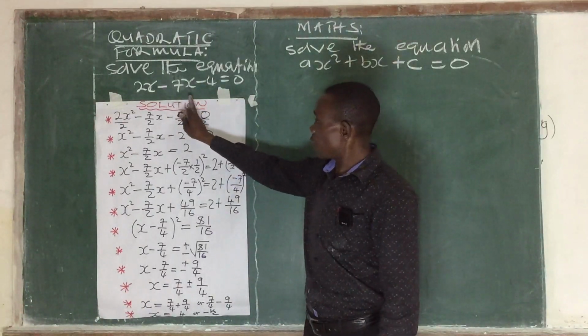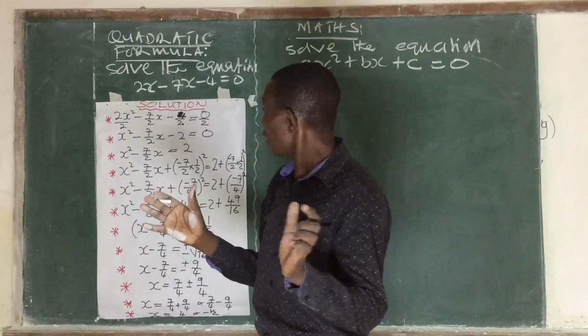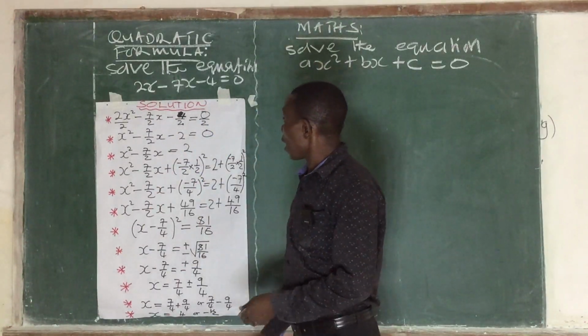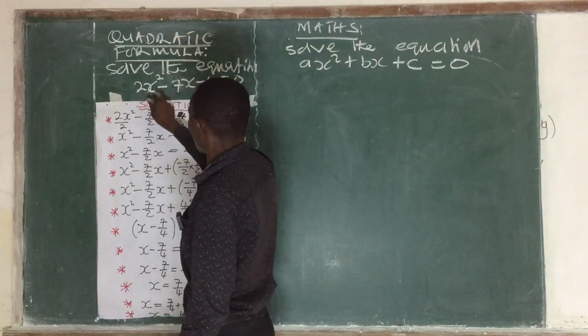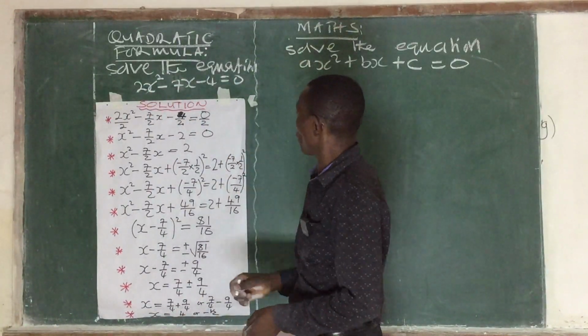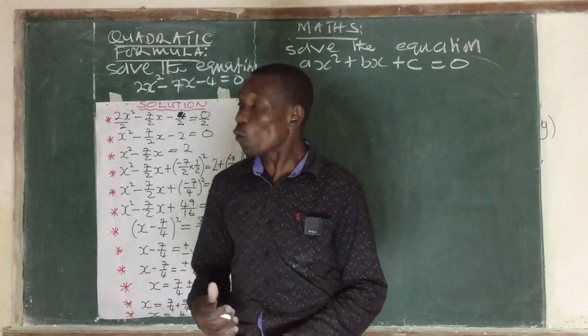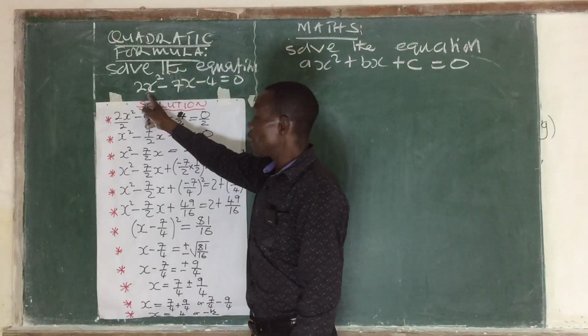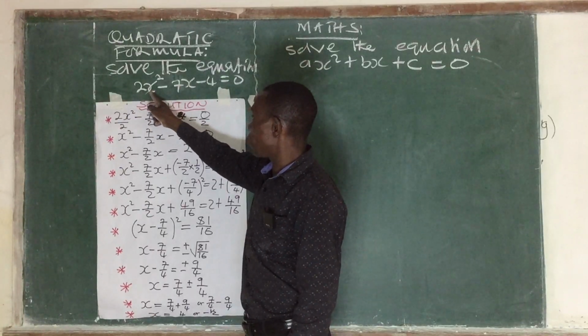Right. What you do first in this equation, from what we discussed yesterday or the other day we met, is consider first of all the quadratic term, that is 2x squared minus 7x minus 4. We consider the coefficient of the x squared. We always make it to be 1. Like in this case, it is a 2, so you have to make this one to be a 1.